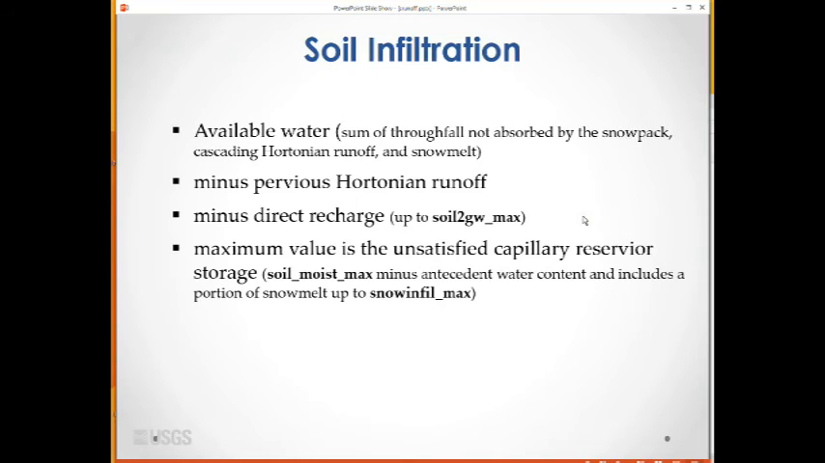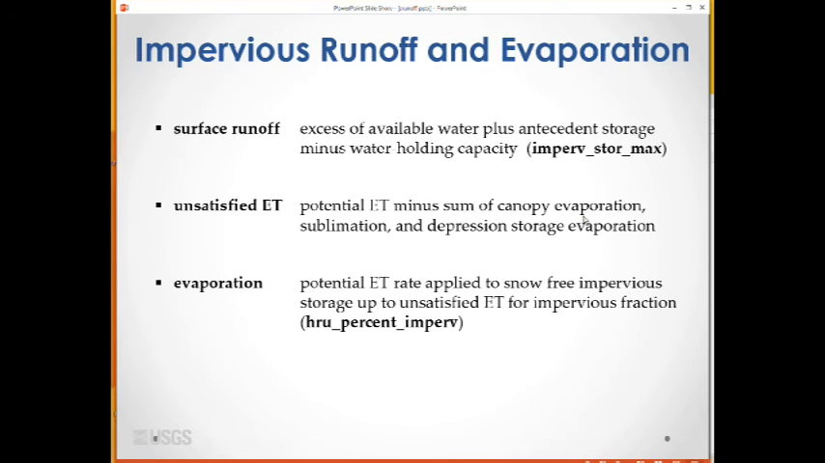The amount of infiltration is the sum of throughfall, cascading Hortonian runoff, and a portion of snowmelt minus pervious Hortonian runoff minus direct recharge. Infiltration is limited by the unsatisfied capillary reservoir storage and is for the pervious fraction. This slide shows components for the impervious fraction computation.